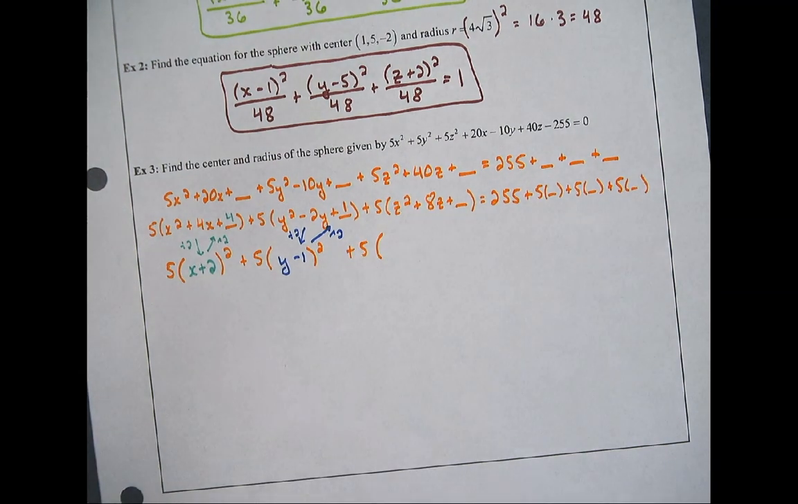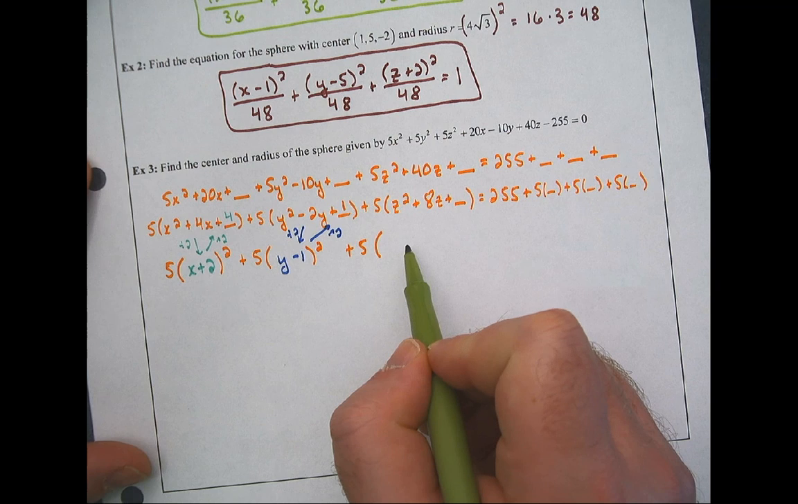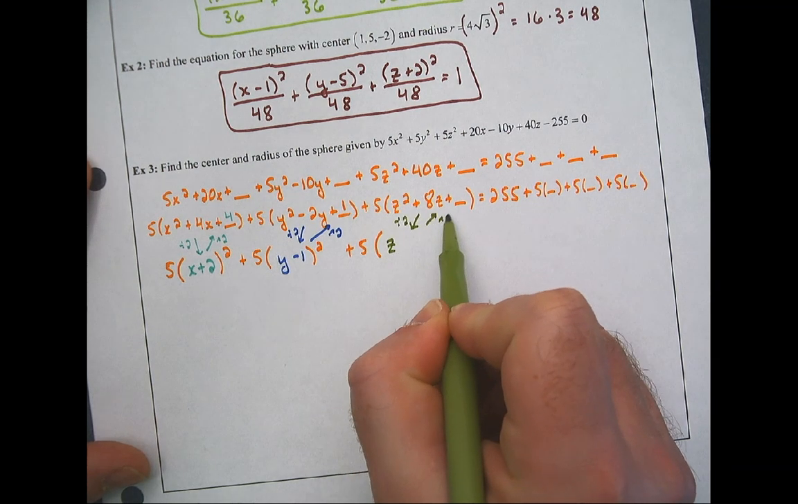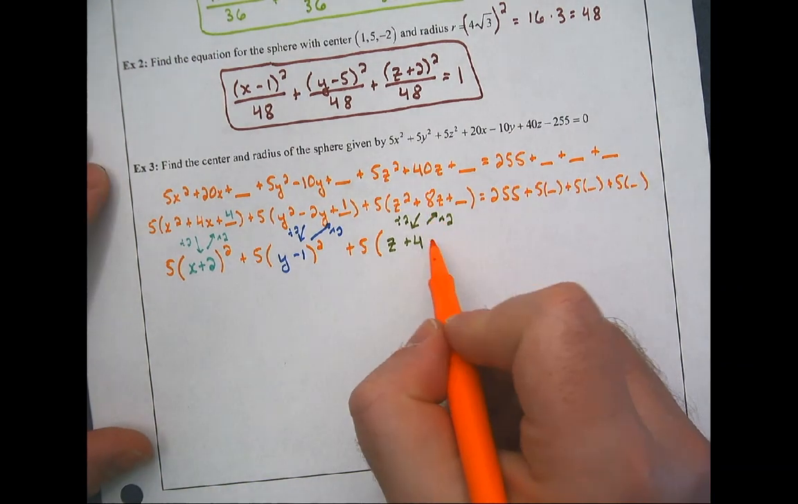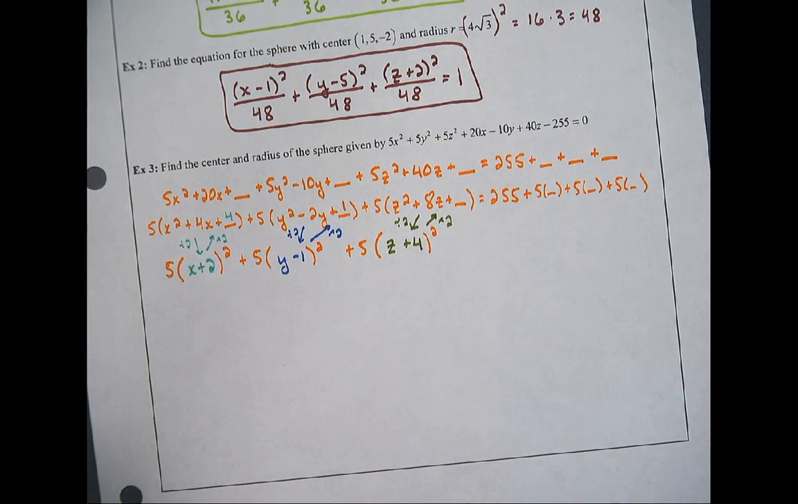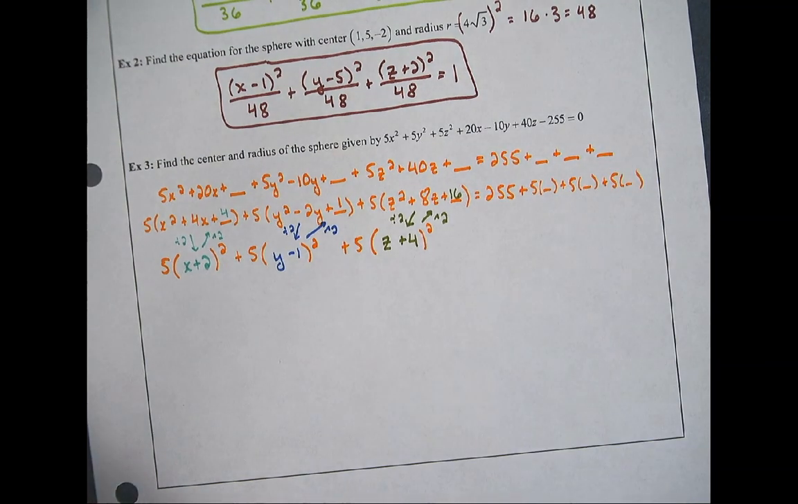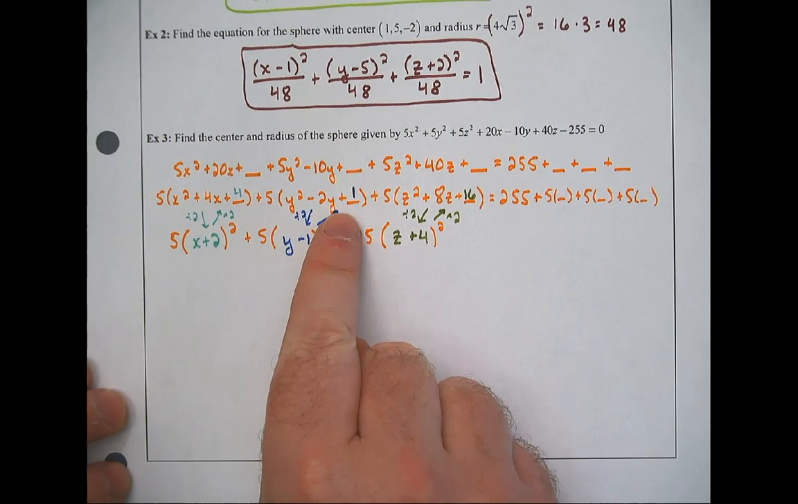Plus 5 times the quantity. Can never decide. How about a nice green here? Kind of already did a green, but we'll have to live with it. Z, cut this in half, then square it. So 8 cut in half is 4. And I square it, and we'd end up with 16. I wish that I would have used the colors on that one. I didn't on that one, so the rest are good.